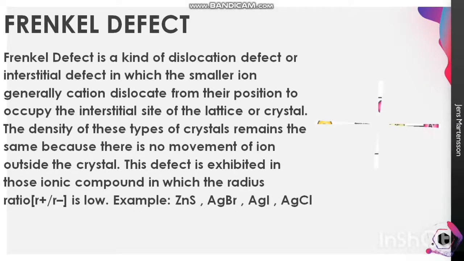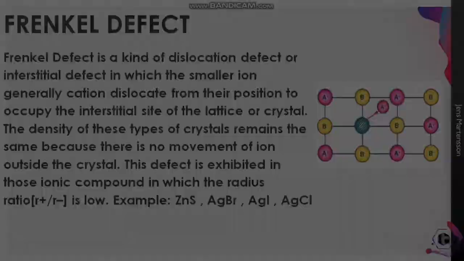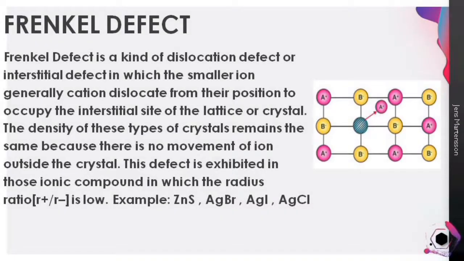Frenkel defect. Frenkel defect is a kind of dislocation defect or interstitial defect in which the smaller ion, generally cation, dislocates from its position to occupy the interstitial site of the lattice or crystal. The density of this type of crystal remains the same because there is no movement of ions outside the crystal. This defect is exhibited in those ionic compounds in which the radius ratio R plus by R minus is low.